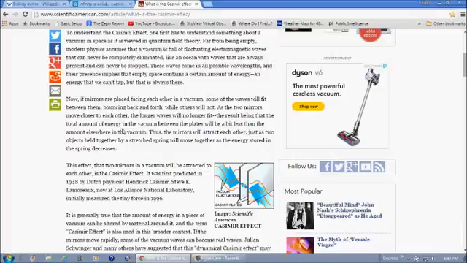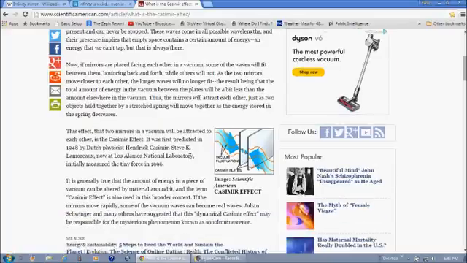This effect, that two mirrors in a vacuum will be attracted to each other, that is the important part of why I'm reading you this, is called the Casimir effect. It was first predicted in 1948 by Dutch physicist Hendrik Casimir. Steve K. Lamoreaux, now at Los Alamos National Laboratory, initially measured the tiny force in 1996.